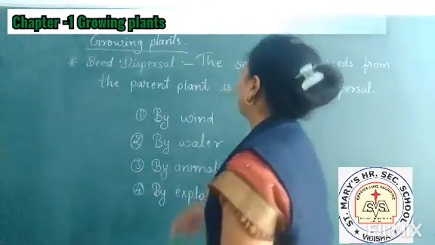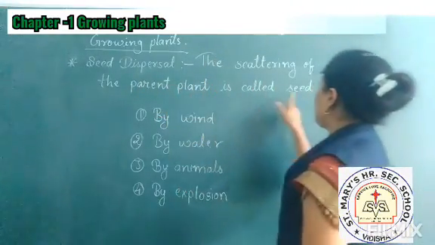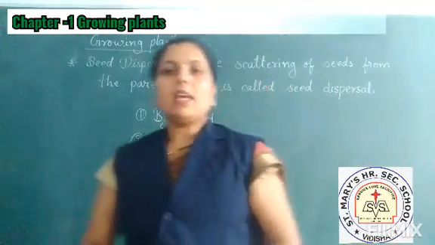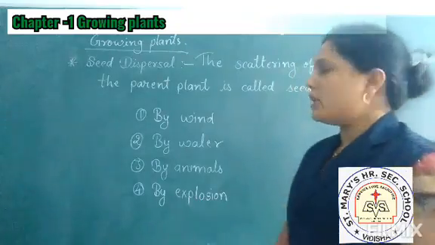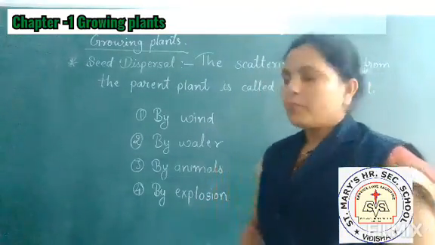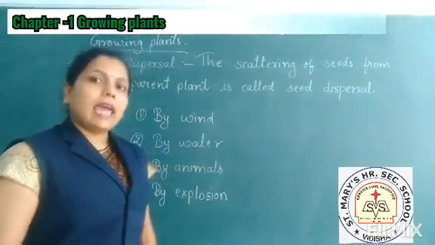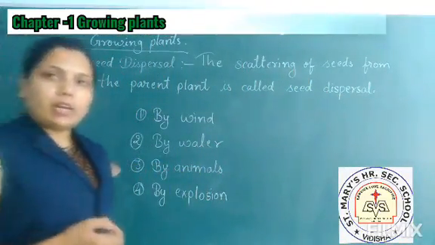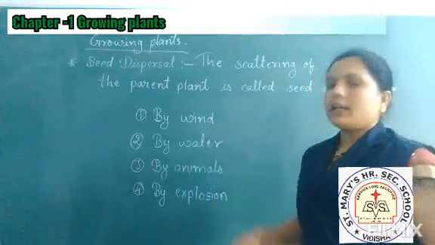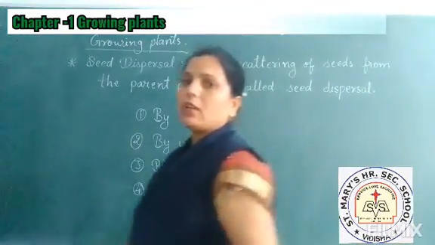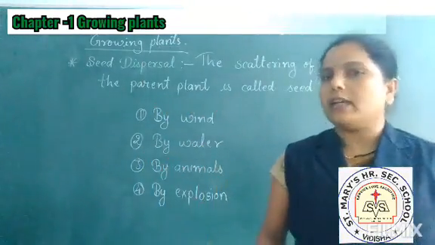So, the scattering of seeds from the parent plant is called seed dispersal. There are many ways of seed dispersal. First, seed dispersal happens by wind. How? Wind carries away light-weight seeds like cotton seed and many more. Wind carries them away, and after this the seed falls in the soil and it grows.